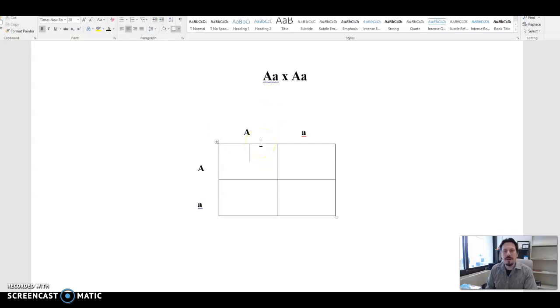So what will go in this box? Well, this box corresponds to big A, big A. This box corresponds to big A, small a. This box corresponds to big A, small a. And this box corresponds to small a, small a. So for this one, when we look at the genotypic ratios, we have 1 big A, big A, 2 big A, small a, and 1 small a, small a.